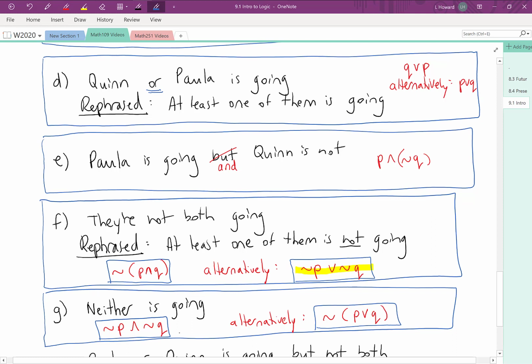I would say the first way is preferable, but just in case you're wondering about different ways to word it, we've got those two options there. So they're both correct.